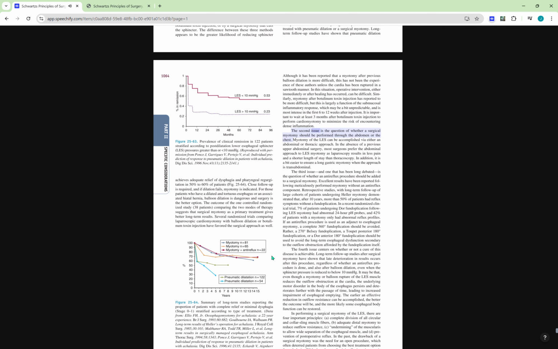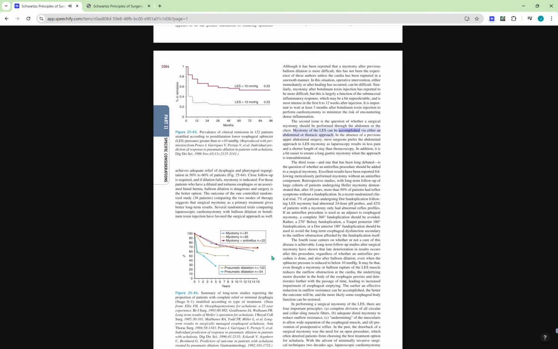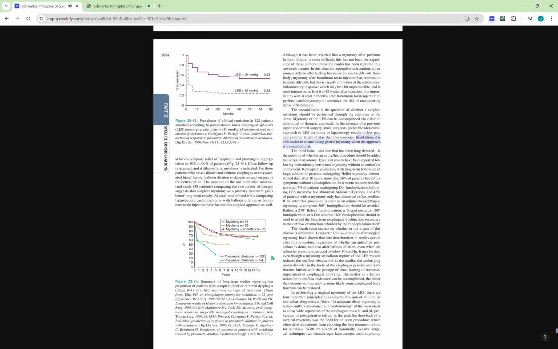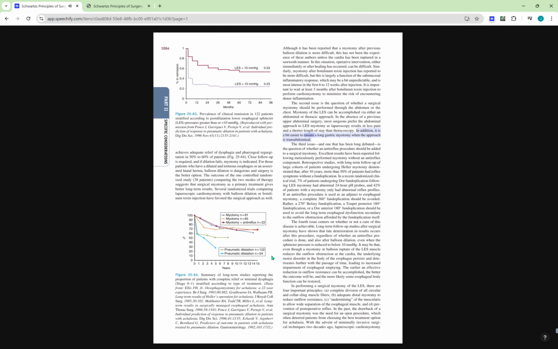The second issue is the question of whether a surgical myotomy should be performed through the abdomen or the chest. Myotomy of the LES can be accomplished via either an abdominal or thoracic approach. In the absence of a previous upper abdominal surgery, most surgeons prefer the abdominal approach to LES myotomy, as laparoscopy results in less pain and a shorter length of stay than thoracoscopy. In addition, it is a bit easier to ensure a long gastric myotomy when the approach is transabdominal.